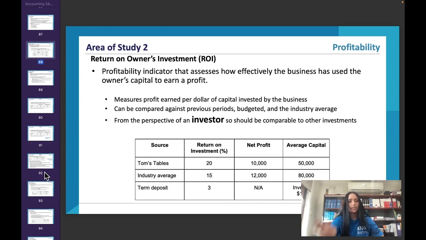So return on owner's investment assesses how effectively the business has used the owner's capital to earn profit. It measures profit earned per dollar of capital invested by the business. It can be compared against previous periods, budgeted, and the industry average. And it's from the perspective of an investor, so it should be comparable to other investments.